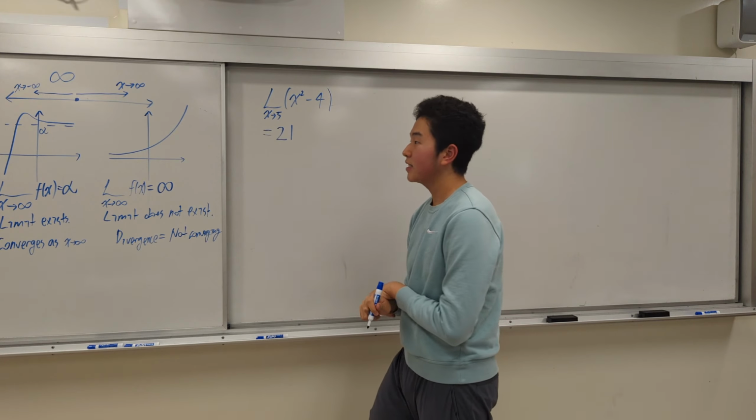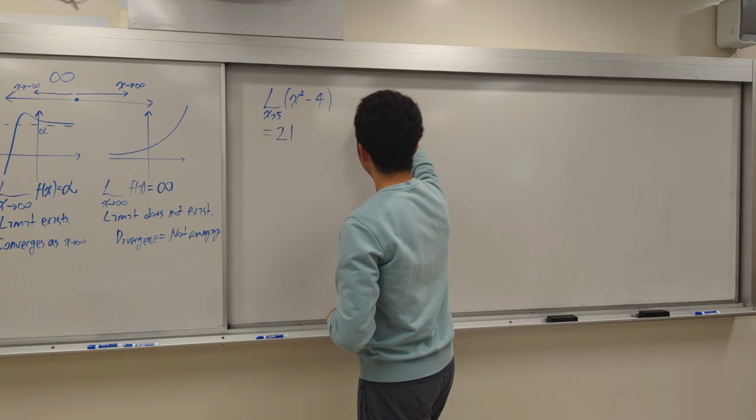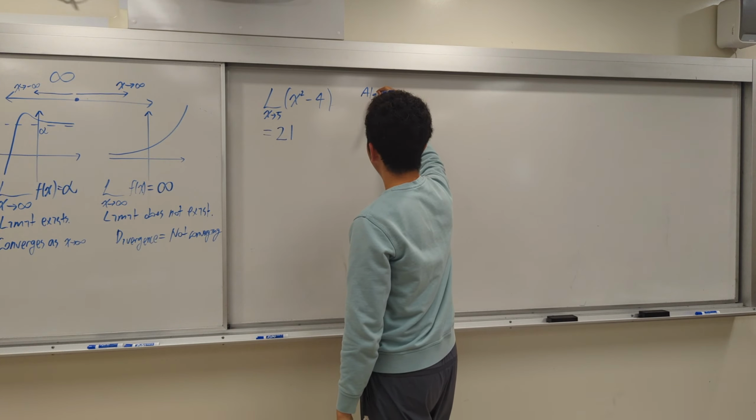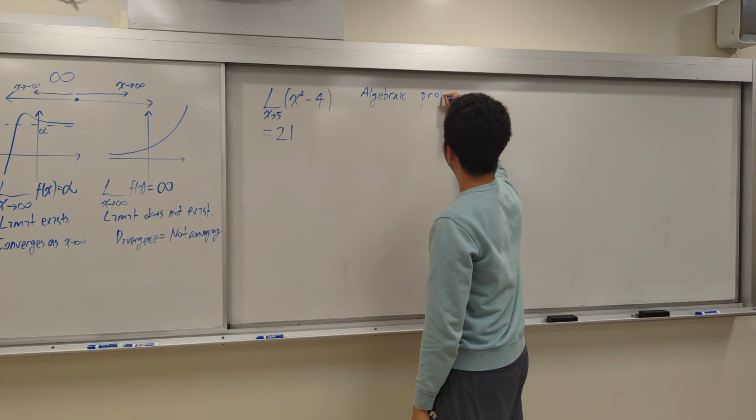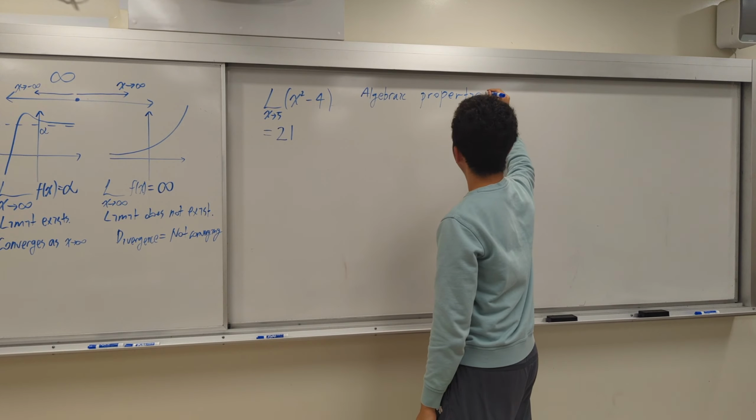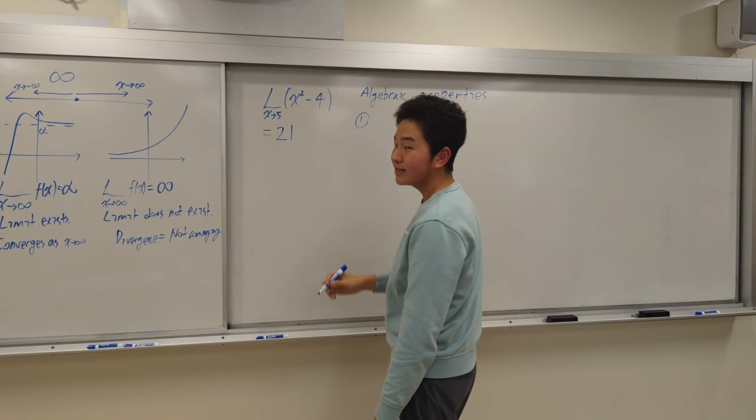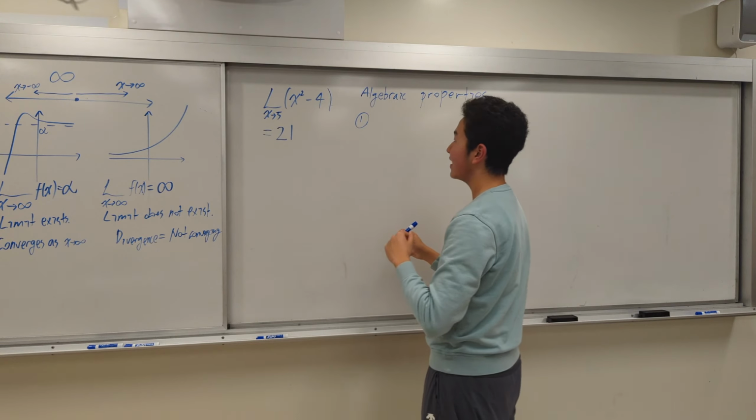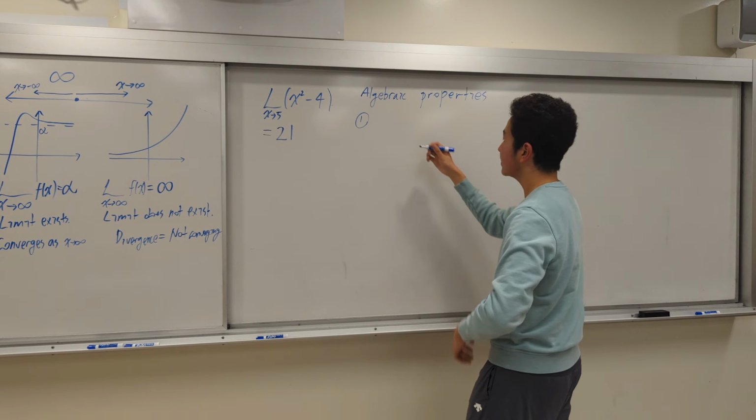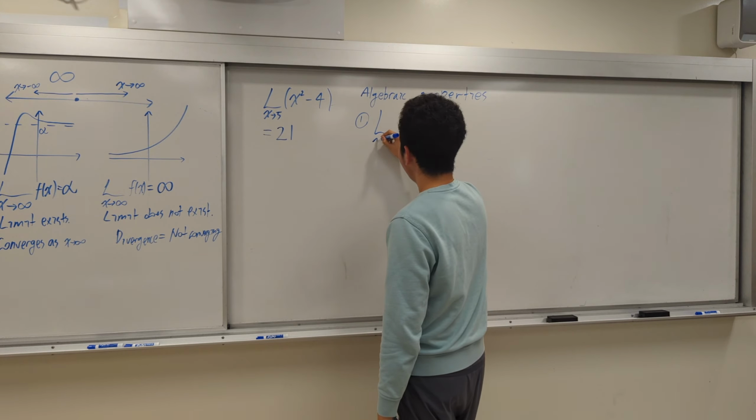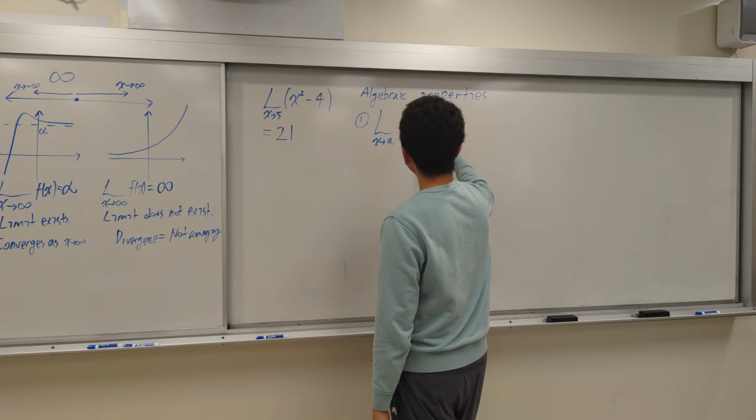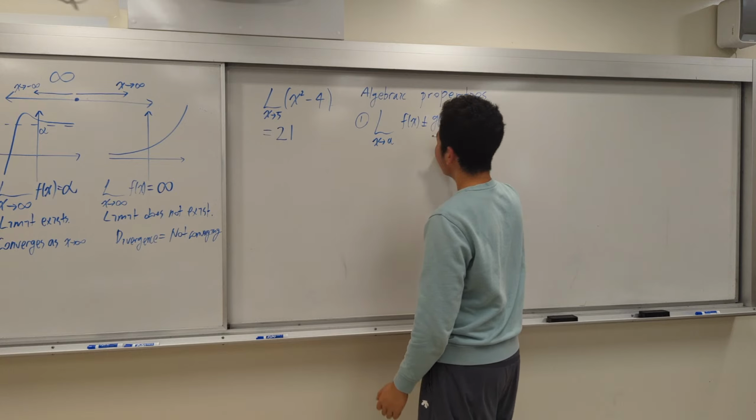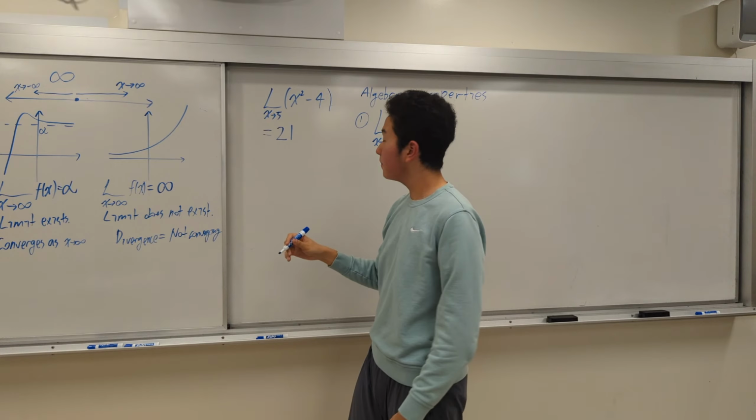So here's some properties of limits that we need to remember. So, algebraic properties. Number one, you can add and subtract limits. So if I have two different expressions or two different functions, then limit of x goes to a of f of x plus minus g of x. Do we know what the plus minus means, right? Yeah.